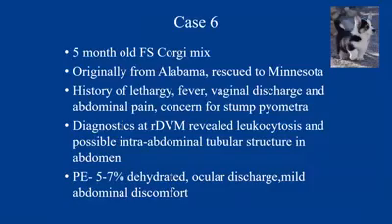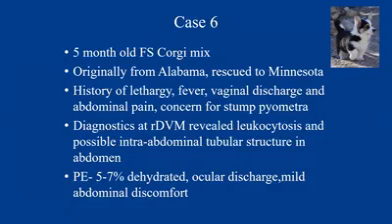All right, 2 more cases, I think. This is a 5-month-old female spayed corgi mix, all right? Originally from Alabama, but was rescued to Minnesota. The patient has a history of lethargy, fever, vaginal discharge, abdominal pain, and there was some concern for a stump pyometra because of the vaginal discharge and the fact that the patient had been neutered at the rescue, I think a month prior to coming to Minnesota.